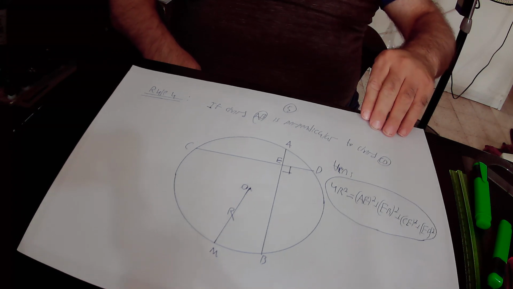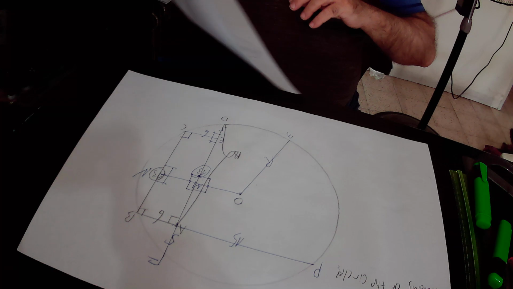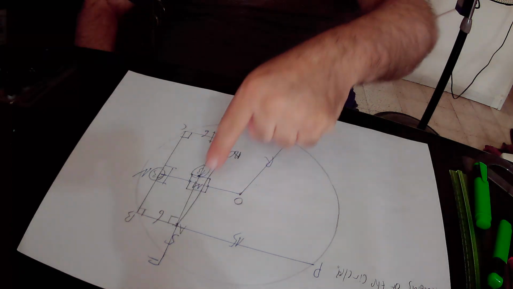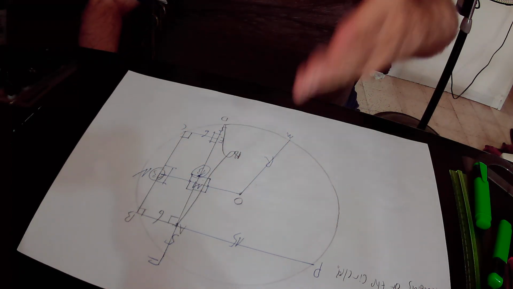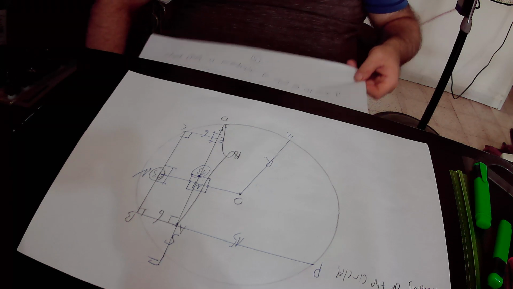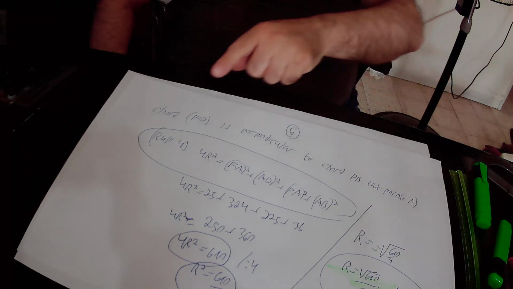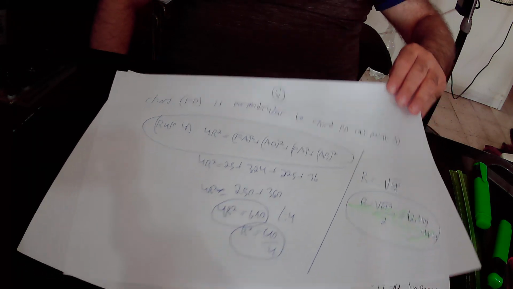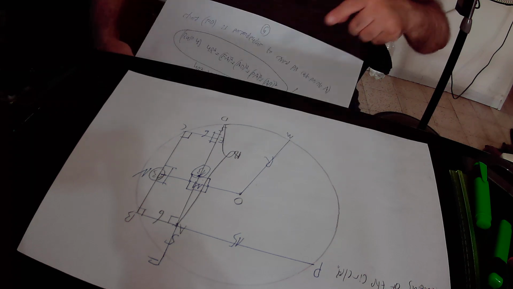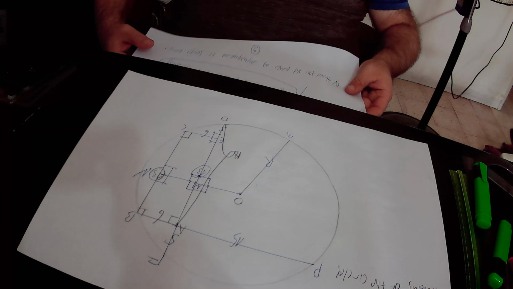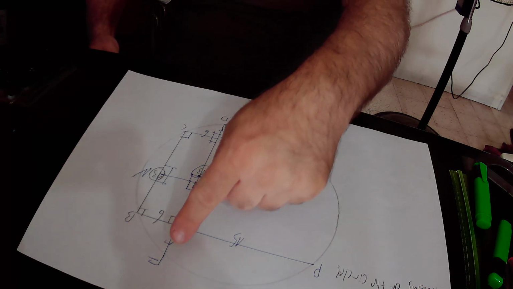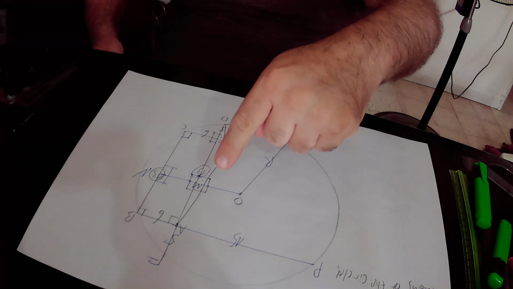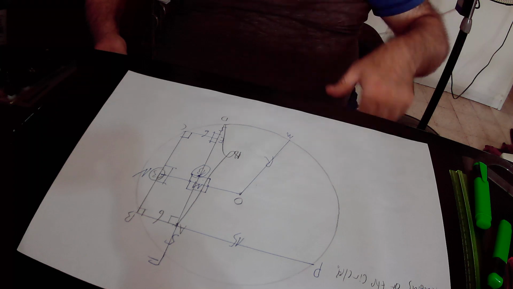So whenever you have two chords that are perpendicular to each other, you can implement rule number 4. And we can implement it in our drawing. Why? Because in our drawing, we have chord FD that is perpendicular to chord PB at point A, at the intersection point. Therefore, according to rule number 4, 4R squared, where R is the radius of this circle, equals FA squared plus AD squared plus PA squared plus AB squared.